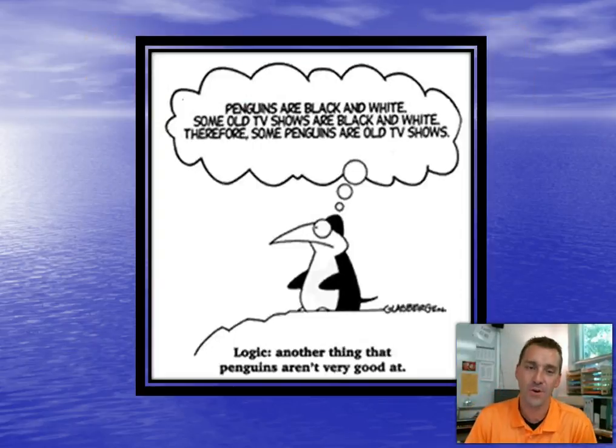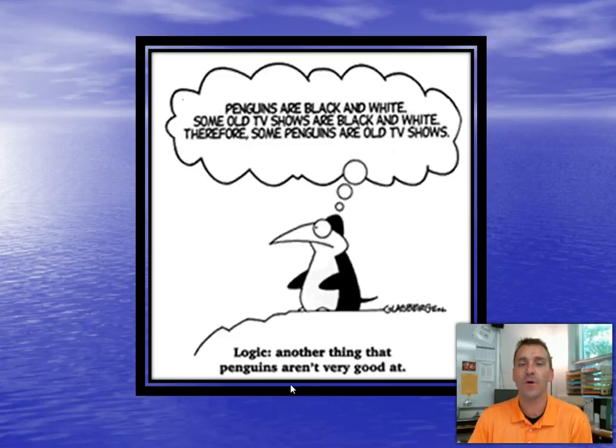Now, funny little joke here for you. Check this out. It says, penguins are black and white. Nice little penguin. And then he says, wait, some old TV shows are black and white. So his logic that he could conclude from his understanding was, therefore, some penguins are old TV shows. Ha! Penguins are black and white. Some old TV shows are black and white. Therefore, some penguins are old TV shows. Well, as it says down here, another thing that penguins aren't very good at is logic. Funny. Either way, doesn't matter, but it's a logic statement.